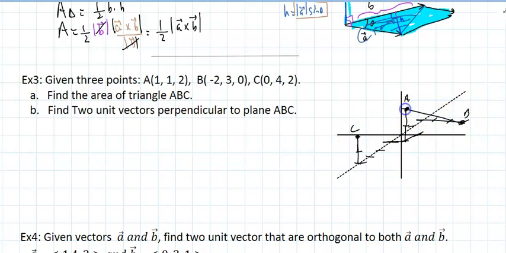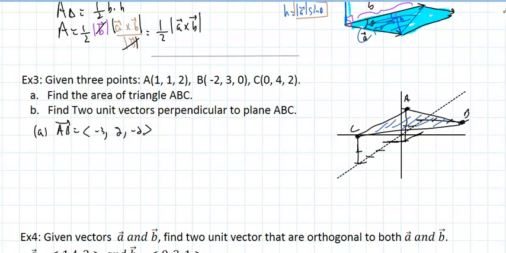So again, a bit hard to visualize, but there it is. If I want to find the area of this triangle, how do I do that? Well, a couple of options. Here, those happen to be at the same height, but this is what I could do. I could find vector AB, that is -3, -3 minus 1 is 2, and 0 minus 2 is -2.